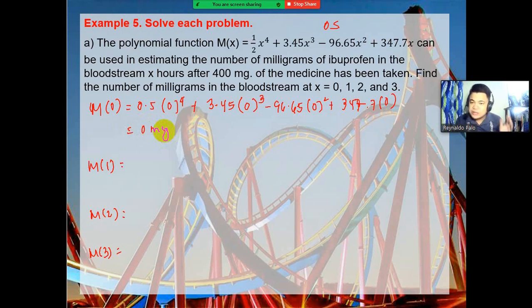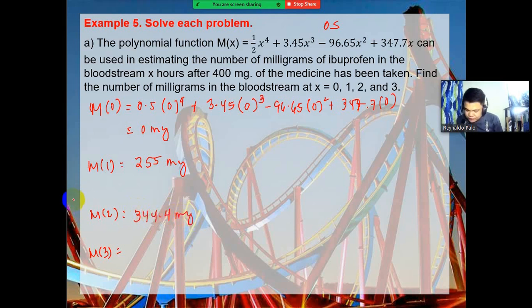So let's see after 1 hour. Please compute it now. I am going to wait for you in 3, 2, 1. When you compute, just hit replay on your calculators and then change all 0 to 1. What is the answer? After 1 hour in the bloodstream, there are 255 milligrams. And then after 2 hours, the answer is 344.4 milligrams.